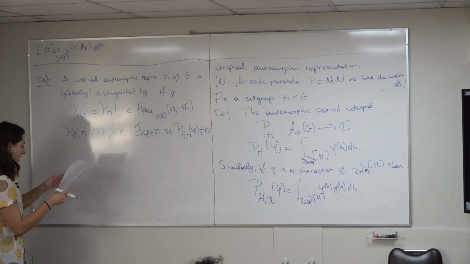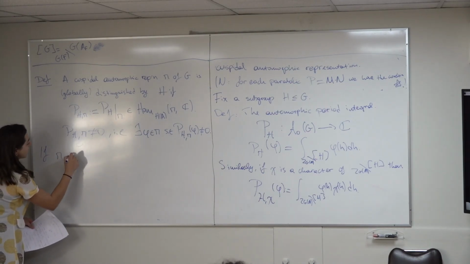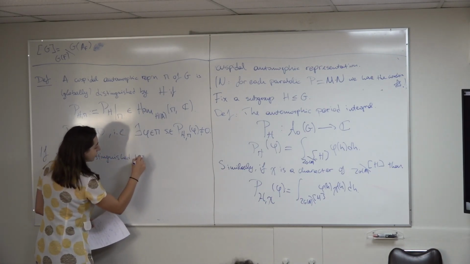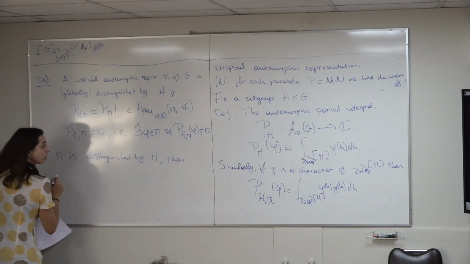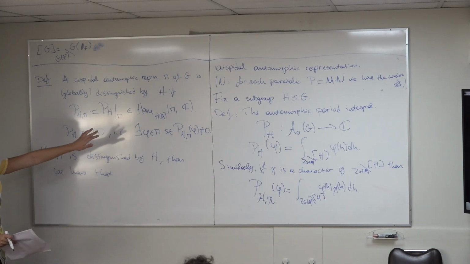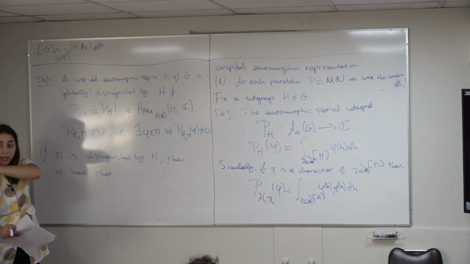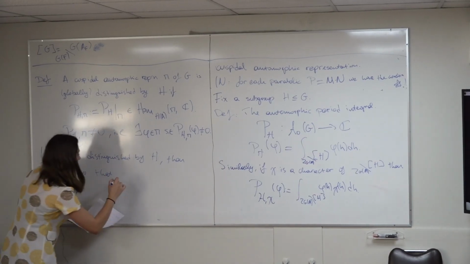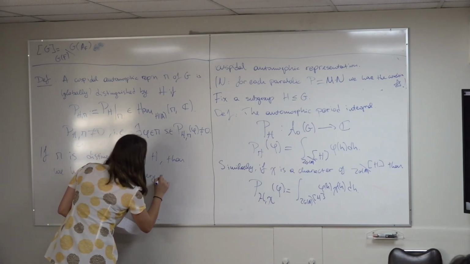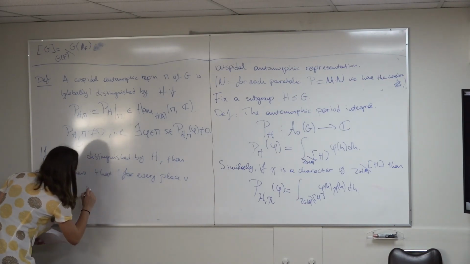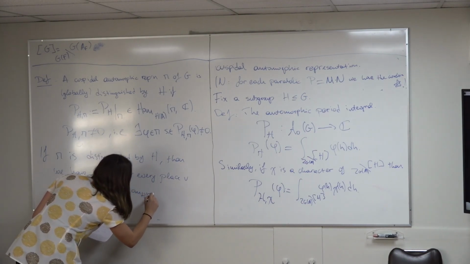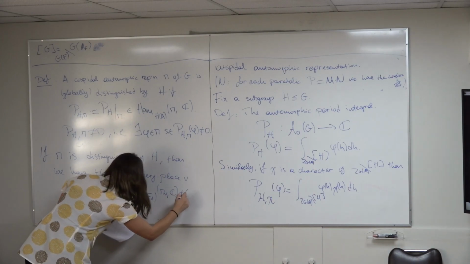All right. If pi is globally distinguished by H, then we have that the same condition holds, but instead of looking at the whole adeles, we just look at each completion every time. I'll just write it down. For every place v, we have that the Hom space Hom_H(pi_v, C) is non-zero.